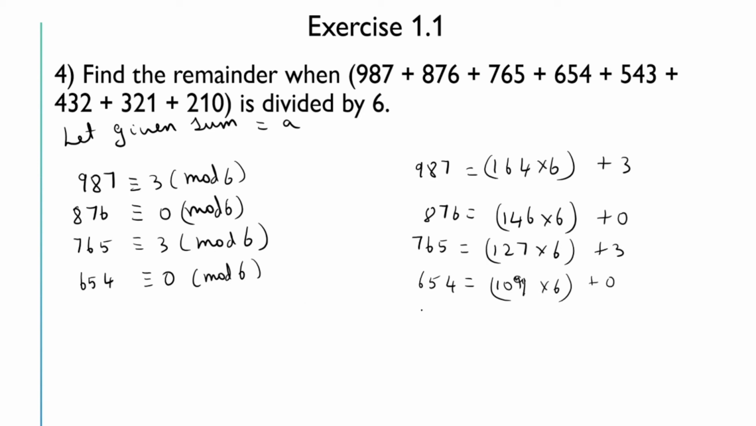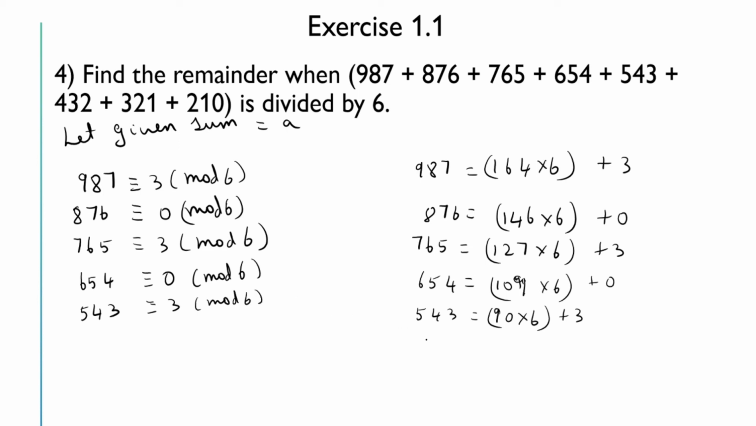The next number is 543. 543 is nothing but 90 into 6 plus 3. So here we have 543 congruent to 3 mod 6.